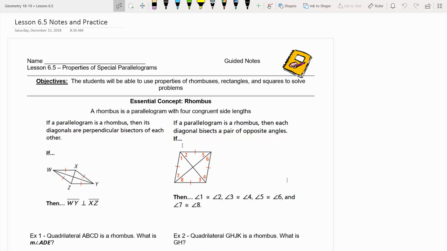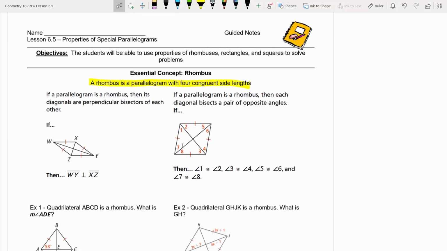So the first one we're going to look at is the rhombus. And a rhombus, as you can see in the definition right here, it's a parallelogram where all the sides have the same exact length. So it's specific where all 4 sides are exactly the same. And there are 2 things that come out of this that are important to note. The first part is if I've got a rhombus, the diagonals are perpendicular bisectors of each other.